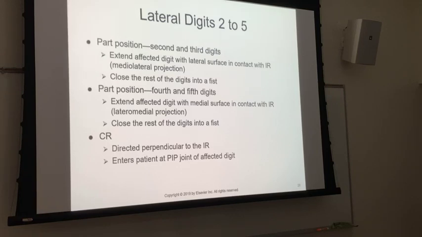So keep the anatomy parallel, even though you've got an increase in OID, keep the anatomy parallel to the image receptor. Keep the joint space perpendicular to the image receptor so that the central ray can go through it. Central ray should be parallel to the joint space. So that's 2 and 3. 4 and 5, we're going to rotate in the opposite direction. Again, from anatomical position, we're going to rotate and put the medial side down for 4 and 5, and we're going to do the same thing.